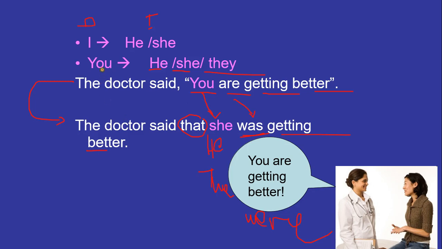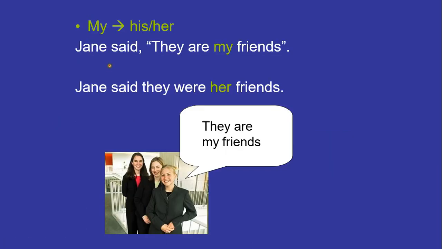But what about "I," guys? The doctor said, "I am getting better." If somebody reported, the doctor said that he or she was getting better. Alright, next. What about "my"? You have to change "my" to "his" or "her." You know that my, his, her are possessive pronouns, right? Change it to "his" or "her."